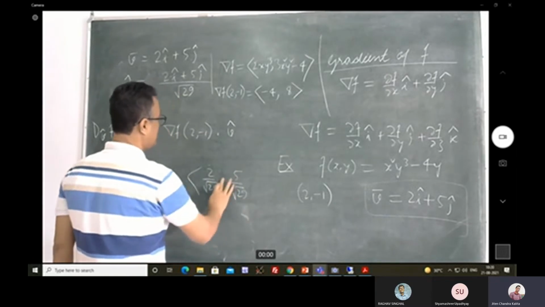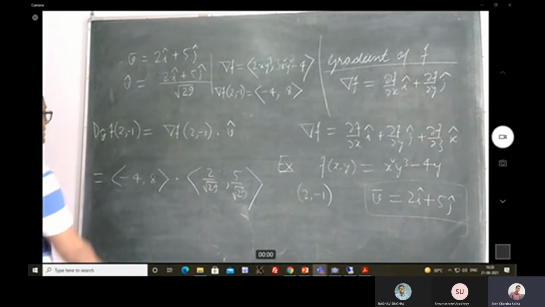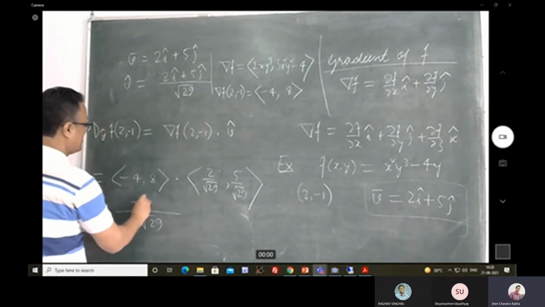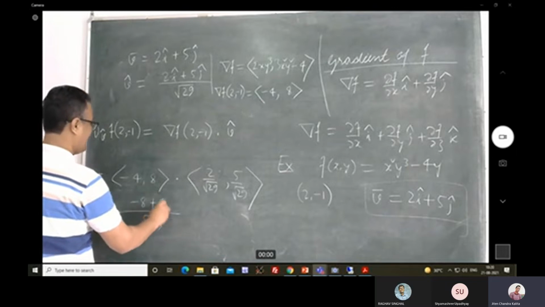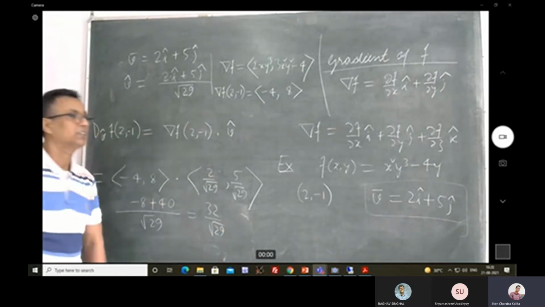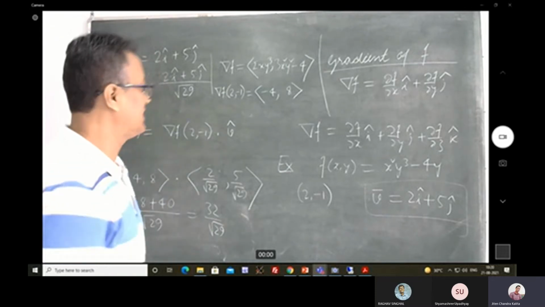Sorry, why do I need i here? Because I'm using the components. So ultimately this is going to be minus 8 plus 40 over square root 29, so 32 by square root 29. So far so good. You think that this is pretty mechanical?